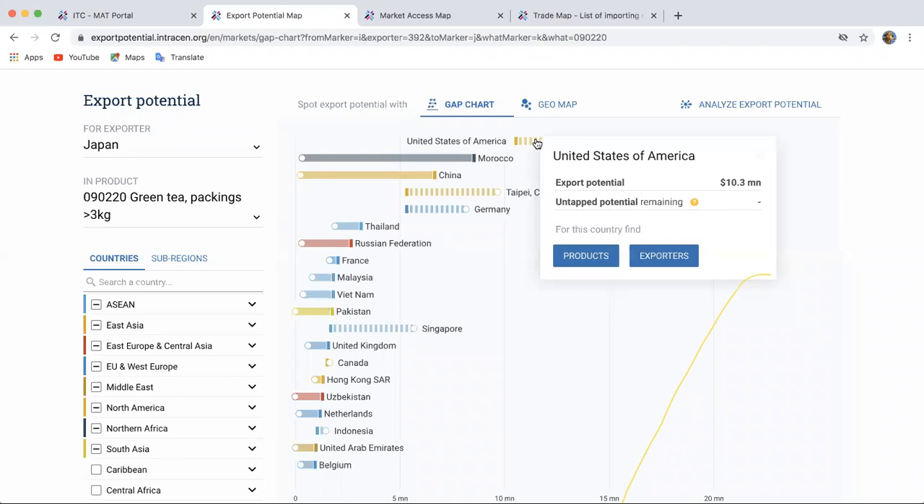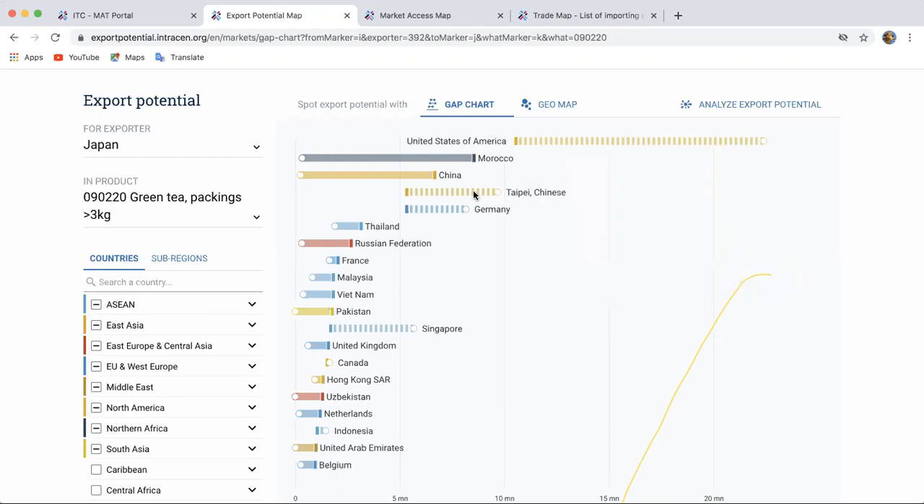So this means that the US is already a very good market for Japan green tea. The same goes for Chinese Taipei and Germany. So our exports are already doing very well. We would have to look into why this is happening. Maybe because there is a very big preference, like I said before, and then these markets are very good choices to enter as an exporter.